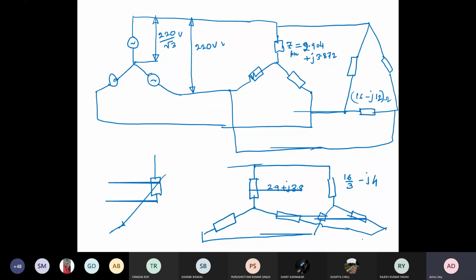Now you connect this with the load. Balanced means this is your neutral point and that is equipotential, so no need to get confused. Balanced load means it is connected but there is no current flowing through it, so that's why we have not joined it. But if that is there, then you have to get the parallel connection between 2.904 plus j 3.872.